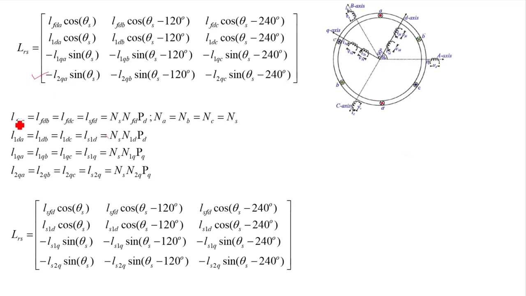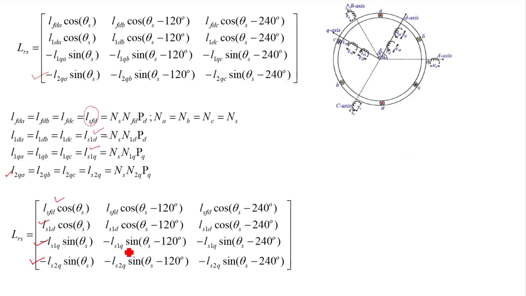Now if I consider LFDA equal to LFDB equal to LFDC equal to LSFD, substituting this LSFD, I can write this equation. And again, L1DA, L1DB, and L1DC, I can write as LS1D. Then I can substitute in this row and find this equation. Similarly, for L1QA, L1QB, L1QC, I can substitute LS1Q, and that will give me the third row. Then again, substituting this, I will find the fourth row.